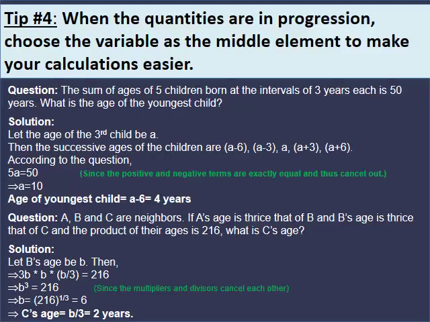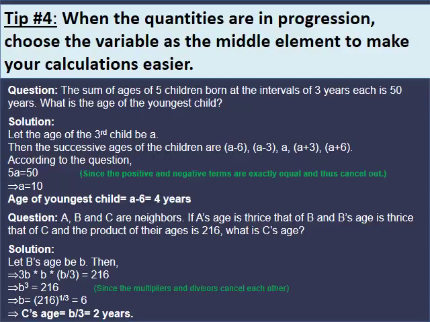Question number 2. A, B and C are neighbors. If A's age is thrice that of B and B's age is thrice that of C and the product of their ages is 216, what is C's age? Here's the solution. Let B's age be B. Then 3B x B x B/3 is equal to 216.